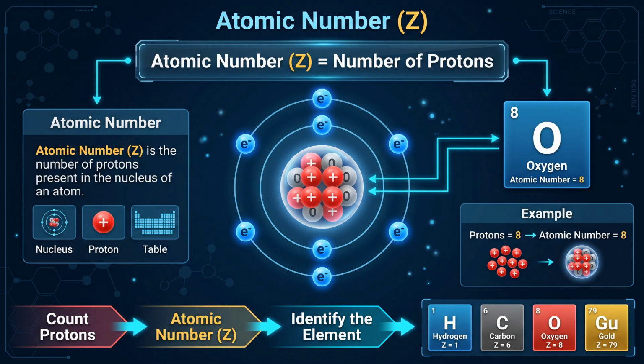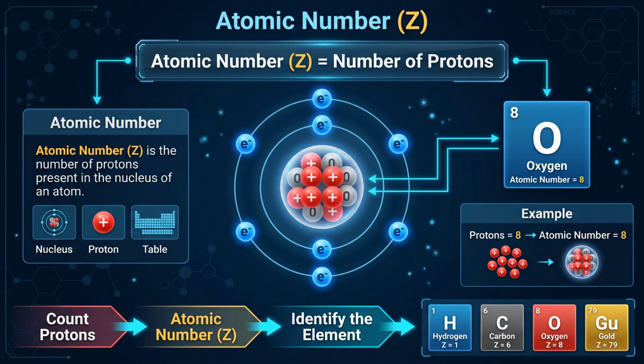A simple way to remember this concept is to think of the atomic number as the permanent ID number of an element. Just as every person has a unique identification number, every element has a unique atomic number. Hydrogen will always be number 1, carbon will always be number 6, oxygen will always be number 8, and gold will always be number 79.